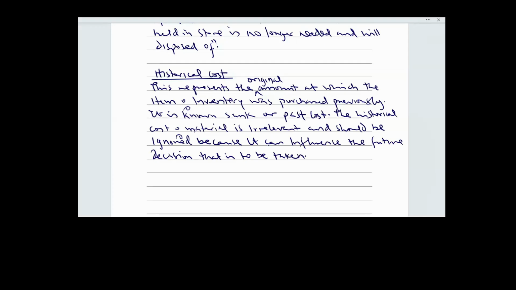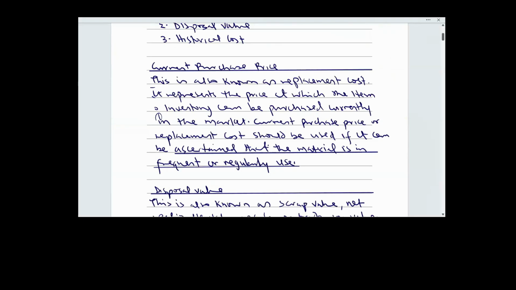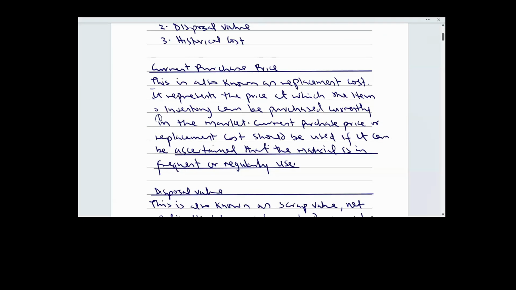Okay, so that's that. These are the things you need to consider in relation to the relevant cost of material. The first item that we discussed is the current purchase price. We said the current purchase price is the amount at which the item of inventory or raw materials can be purchased currently in the market, and it is also known as replacement cost. Current purchase price is a relevant cost. And I say that anytime you see current purchase price or replacement cost in a question, it is relevant, you have to use it.